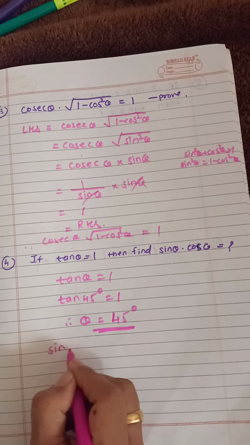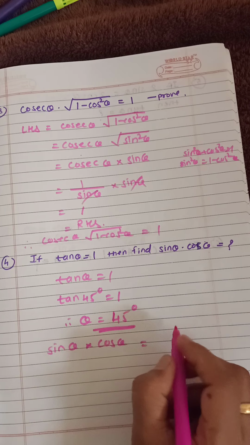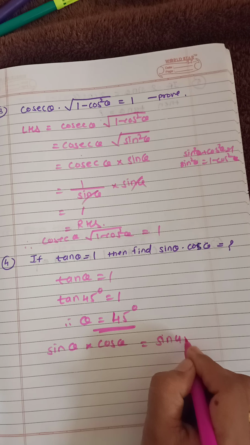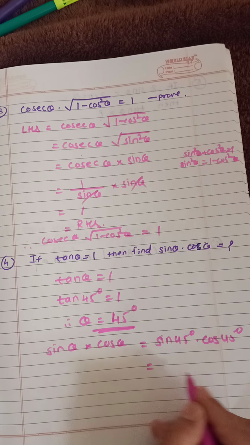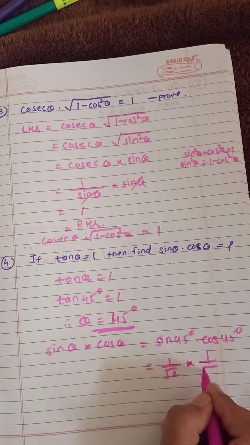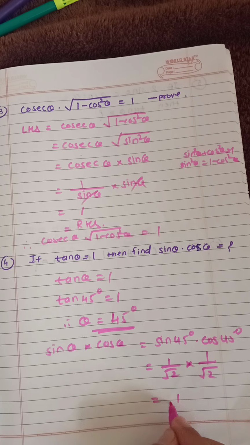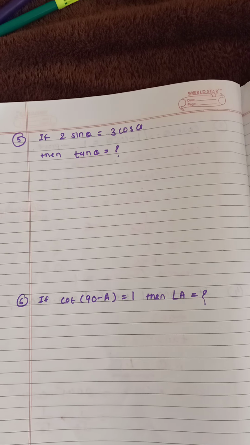Now using this value we'll find out sin theta into cos theta. That is equal to sin 45 degree into cos 45 degree. Sin 45 is 1 upon root 2. Cos 45 is also 1 upon root 2. So 1 upon root 2 into 1 upon root 2, that is 1 upon 2. So the answer is 1 upon 2.